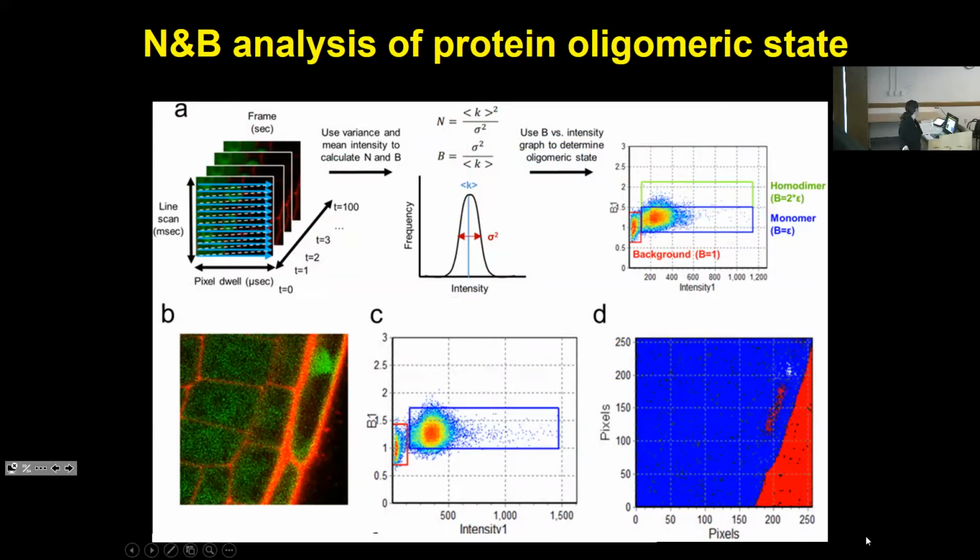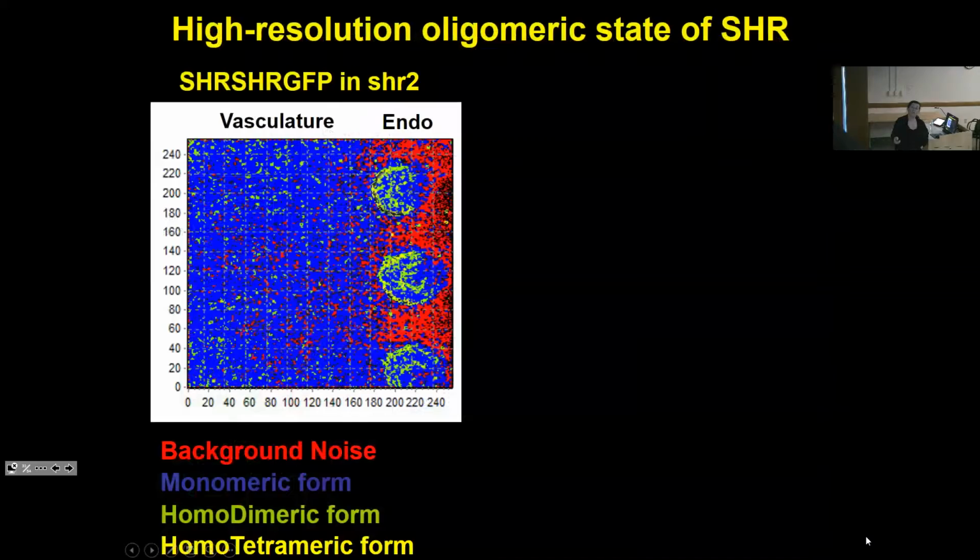We need to calibrate every time with the control line that is a monomeric form, where, for example, monomeric forms are exemplified by these blue pixels. When we look at the SHORT-ROOT oligomeric state, if you imagine here is a root, this is the vasculature where it's produced, and this is the nuclei of the endodermis where it's moving. What we see is that there is a percentage of a monomeric form of SHORT-ROOT just in the vasculature, while there is a higher oligomeric state in terms of dimers and tetramers in the endodermis where it interacts with SCARECROW. So again, we ask the question, if it interacts with SCARECROW, is the oligomeric state of SHORT-ROOT affected by the absence of SCARECROW?